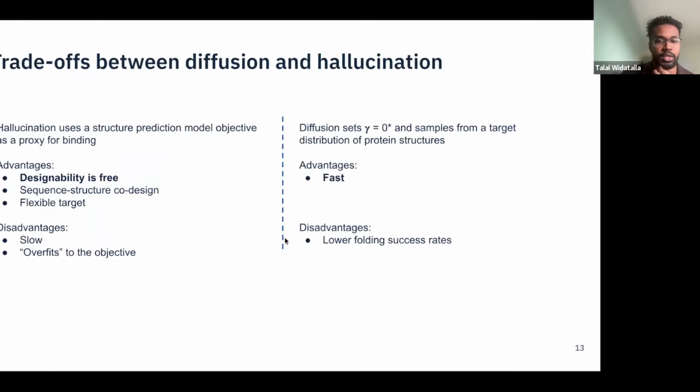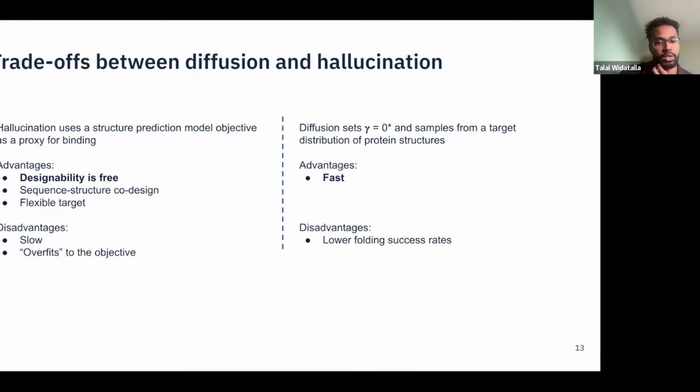Yeah, perfect. And there are some trade-offs between diffusion or generative models and hallucination. On the left side, with hallucination, one of the advantages is that designability is essentially free. For those that don't know, in the community, when we refer to designability, we generally mean, say you have a diffusion model that outputs a backbone, and you inverse fold this backbone into a sequence and repredict the structure.